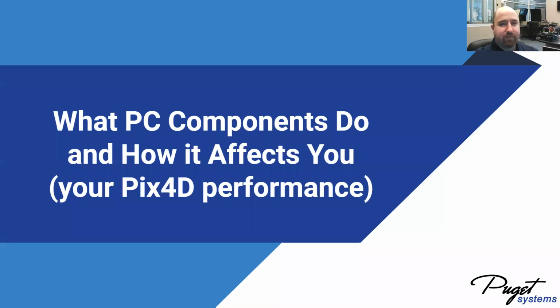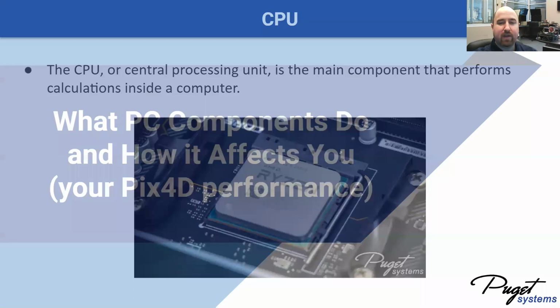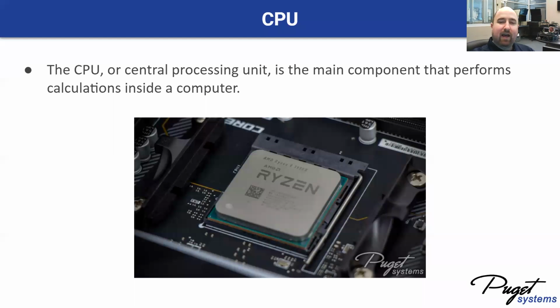I know this is going to be fairly general at first, so please bear with me if you're already technically savvy and some of this is stuff that you're already familiar with. But we're going to start with the basics. The CPU, or central processing unit, is kind of the main component that does calculations inside a computer. Just about everything that you do with a computer interacts with the CPU in one way or another.